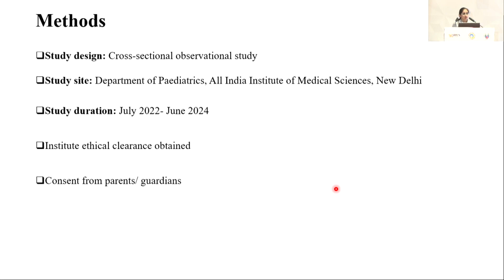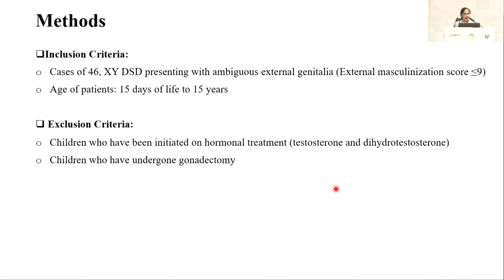It was a cross-sectional observational study done over a 2-year period from July 2022 to June 2024 at the Department of Pediatrics at All India Institute of Medical Sciences, New Delhi, after obtaining institute ethical clearance and written informed consent from parents or guardians. Cases of 46XY DSD who presented with ambiguous external genitalia with an external masculinization score less than or equal to 9, from 15 days of life to 15 years of life, were enrolled. Patients who had been initiated on hormonal therapy or who had undergone gonadectomy were excluded from the study.